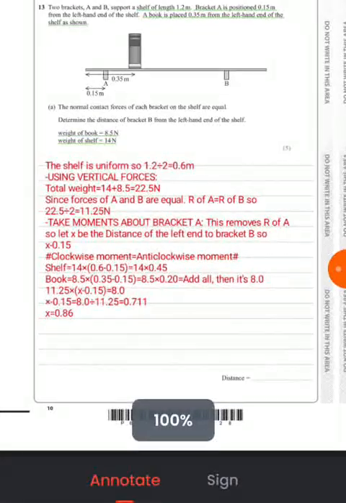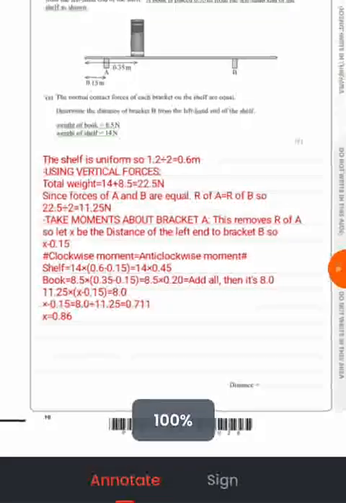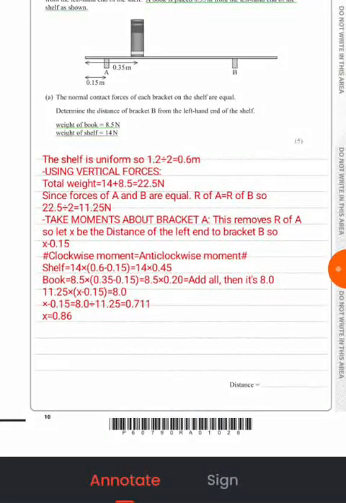So they have given us the weight of the book, which is 8.5 newtons. Obviously that is the force acting on the book, a downward force. Then they have given us the weight of the shelf, which is 14 newtons. Also, they have given some other information in the question itself. So now let's see how to get the final answer.